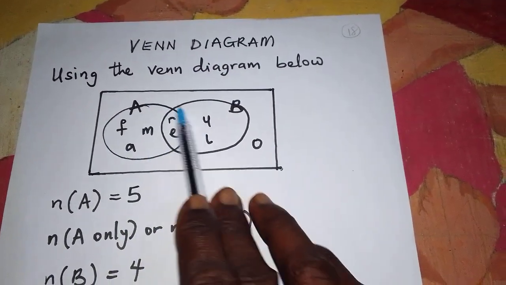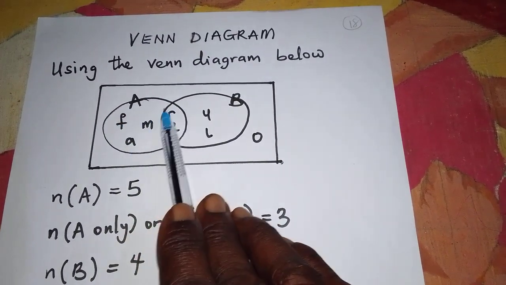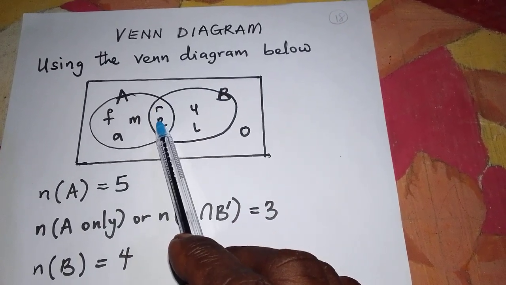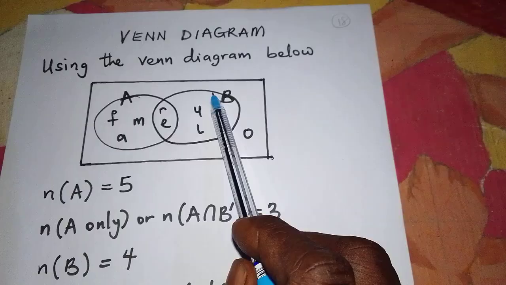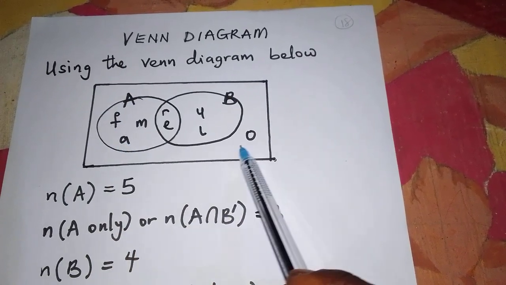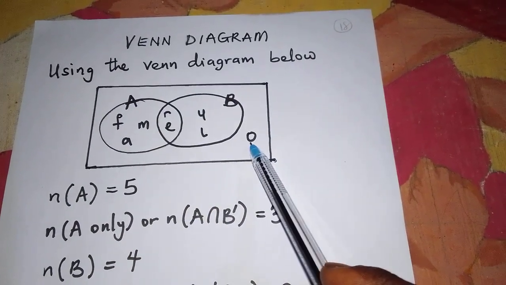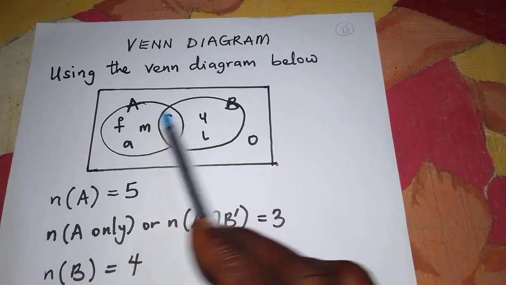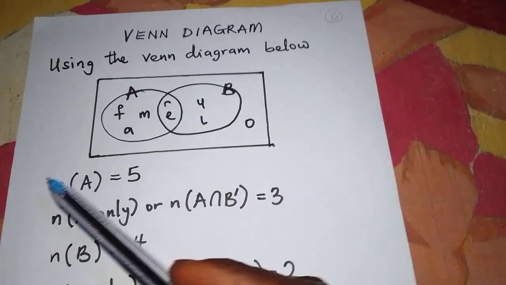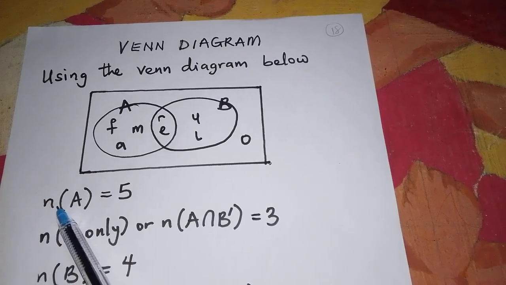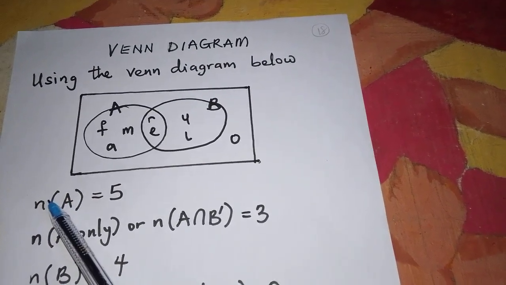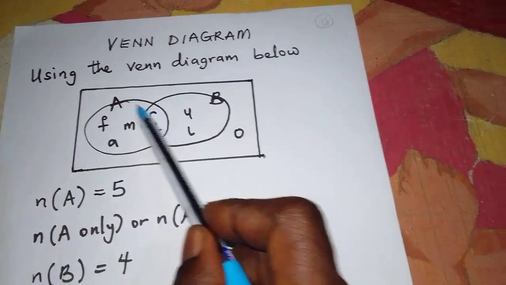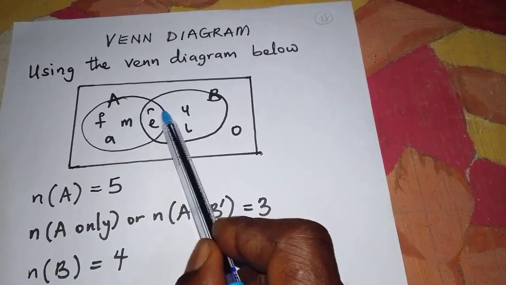Using the Venn diagram below, you can see it's just like what we did in the previous class. In set A, you have F, A, M, R, E. In set B, you have R, E, U, L. And outside these two sets, in the universal set, you have who is outside here but not inside A and B. Now, if we want to know the number of elements in set A, how many elements are in set A?